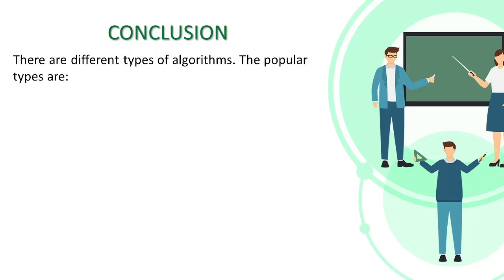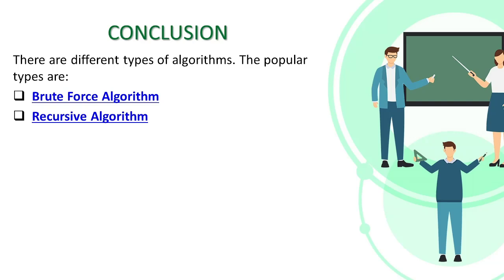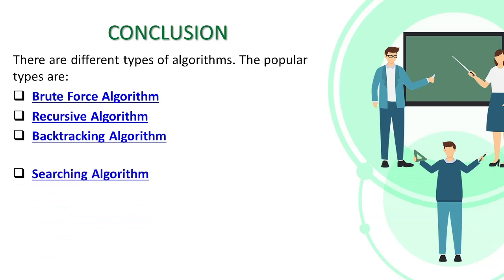So in conclusion, there are different types of algorithms. The popular types are, we have brute force algorithm, which is the simplest and most direct approach of solving a problem. We have the recursive algorithm, which is based on the concept of recursion or repetition. We have the backtracking algorithm, which is based on the concept of looking for the best possible solution to the problem while coming back each time to look for another path. So that is backtracking algorithm.